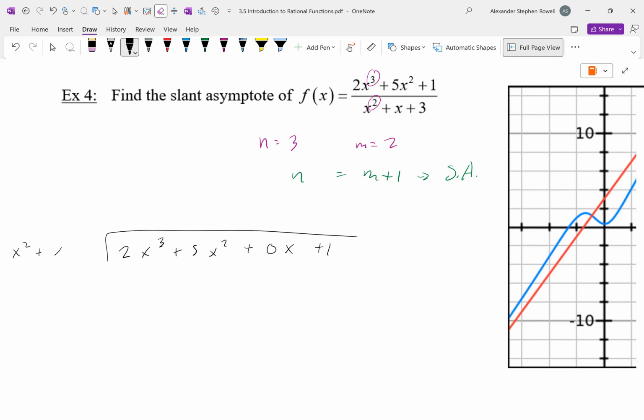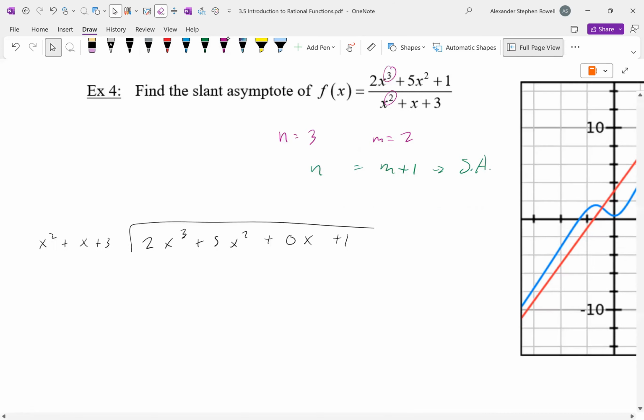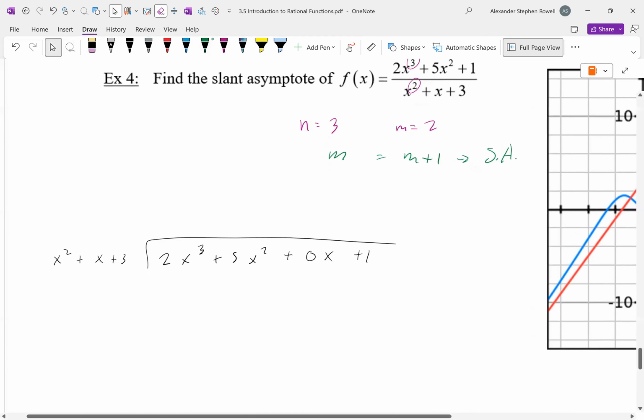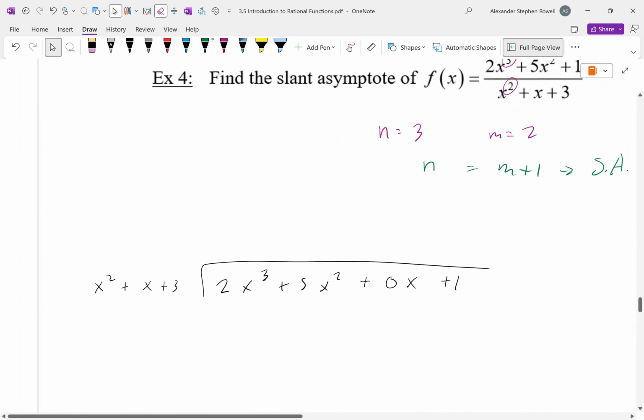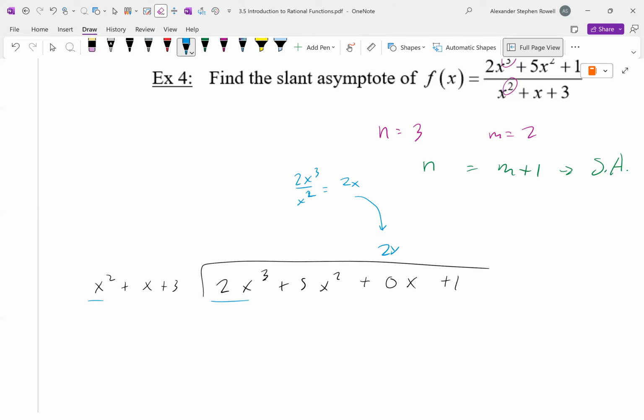We divide by x squared plus x plus 3. How are we feeling about long division these days? Maybe on the test, I'll just not ask you a long division question, but ask you to find a slant asymptote. Two birds, one stone. Okay, how do we do this? How many times does x squared go in 2x cubed? Well, this simplifies to 2x. We'll write it above the x term.